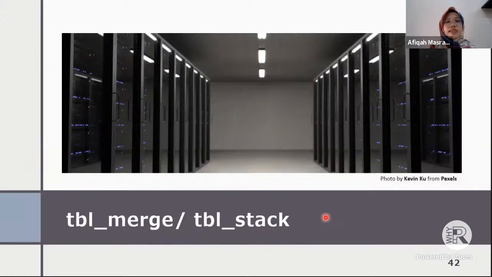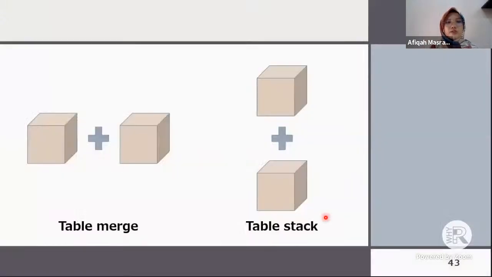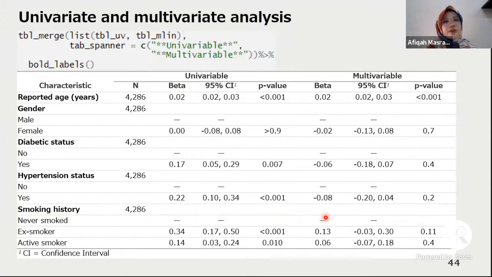As mentioned before, it is basically just a function to combine two different tables together. The difference is that table merge is when we want to combine the tables side by side, as compared to table stack, where we combine the tables vertically, up and down. So for table merge, an example where we can use it is when we want to produce a table for univariate and multivariate analysis.